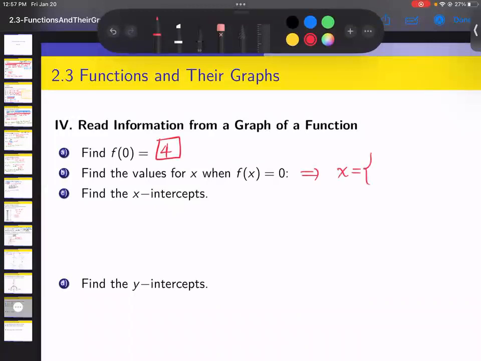I want you to write like this: x equals curly bracket -4, 4. The reason I don't want you to write it like x equals 4 is because that's the whole line, right? That's a function. But when you put the bracket, it means element, just coordinate. X-intercept. X-intercept.